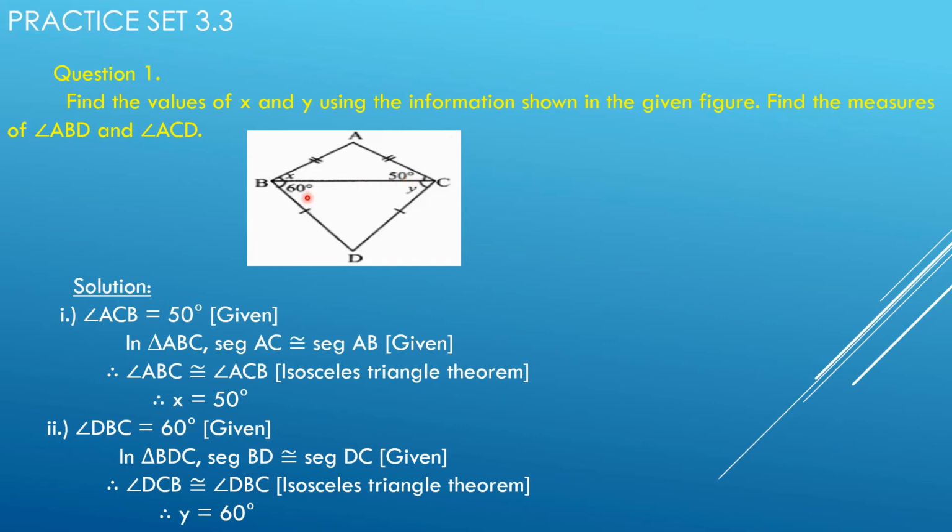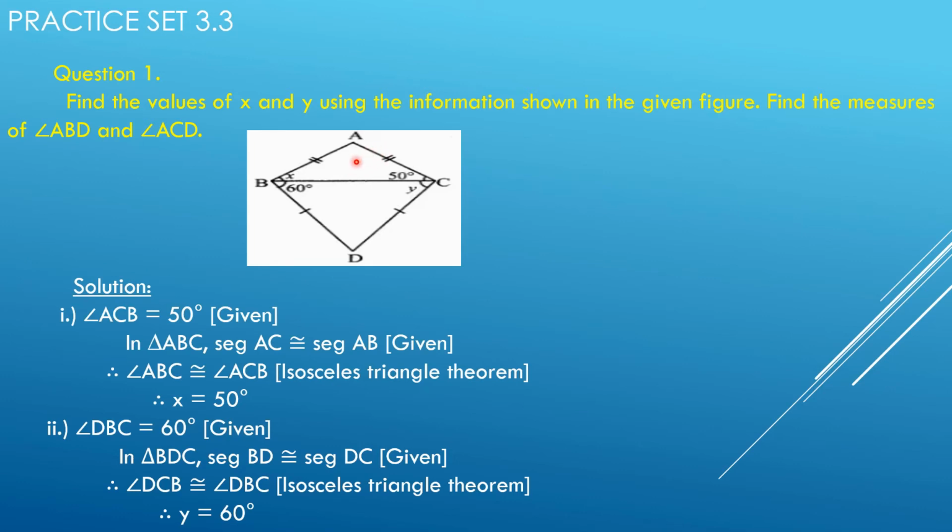Solution. First you have to write what is given in the question. There is angle ACB is equal to 50 degree. That is given. And now I am considering the triangle ABC. Here the segment AC congruent to segment AB. In the triangle, two sides are equal. Therefore, this triangle is which type of the triangle? This is the isosceles triangle.